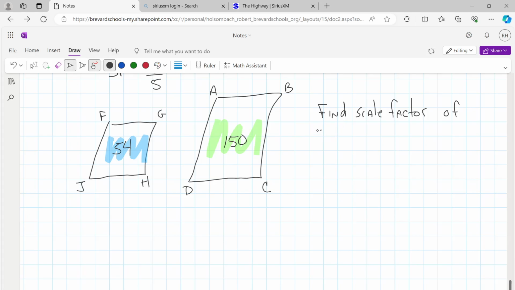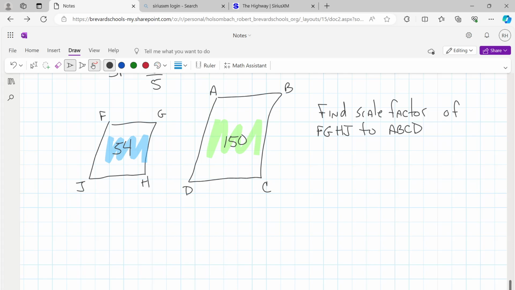F, G, H, J to A, B, C, D. When you're doing it, I would say find scale factor of blue to green. Blue to green means blue goes in the numerator, green goes in the denominator. All right? So the first thing they're asking you to do is to find the scale factor.